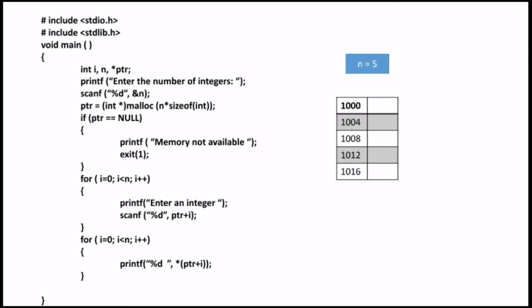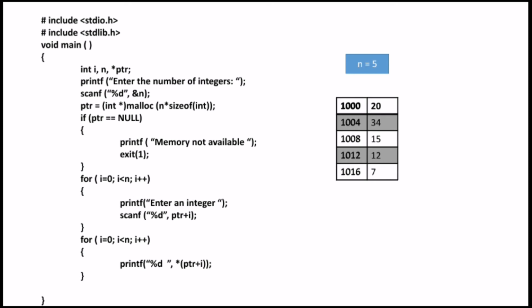Suppose we have entered 5 values. On 1000, 20 will be saved. On the next address, that is after 4 bytes, 1004, 34 will be saved. After that 4 bytes, that is 1008, 15 will be saved, and then on 1012, 12 will be saved, and lastly on 1016, 7 will be saved.